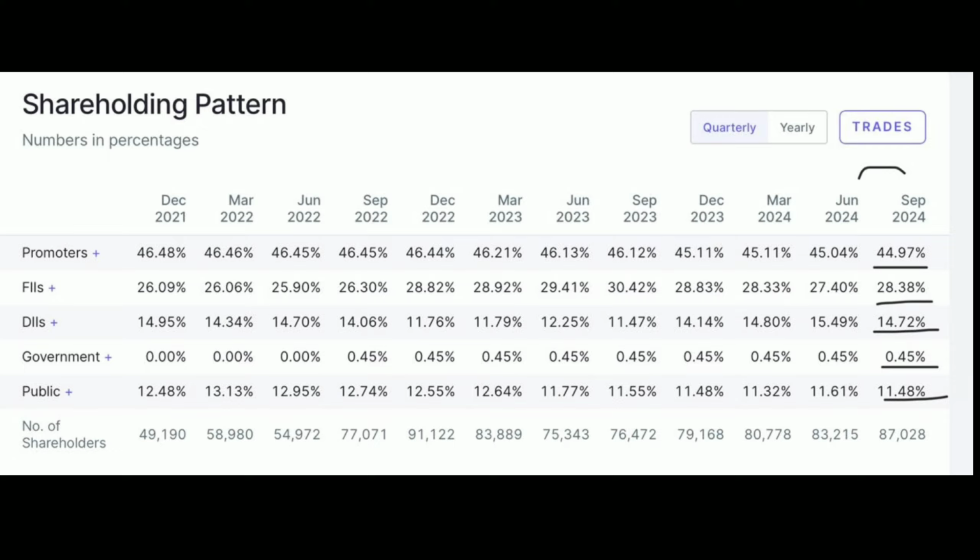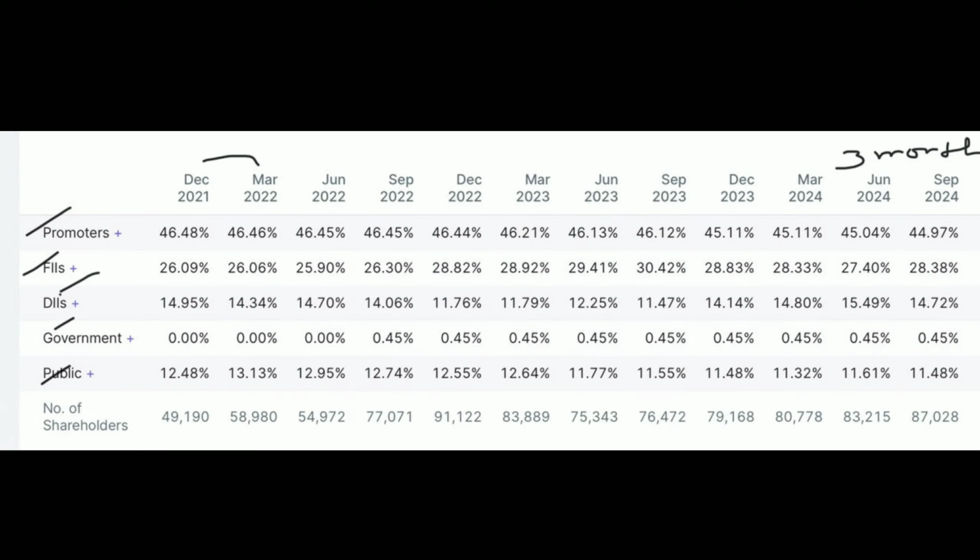Shareholding percentage, the percentage of shares held by each category of shareholder. For example, it is a shareholding pattern of Tube Investment Company. Promoter shareholding is 44.97%, FII is 28.38%, DIIs is 14.72%, government is 0.45%, and public is 11.48%. These are known as the shareholding percentages. Shareholders who own the company's stock, including individual investors, institutional investors, and the company promoters. Here individual investors are public, institutional investors are FIIs and DIIs, and company's promoters are promoters of the company.